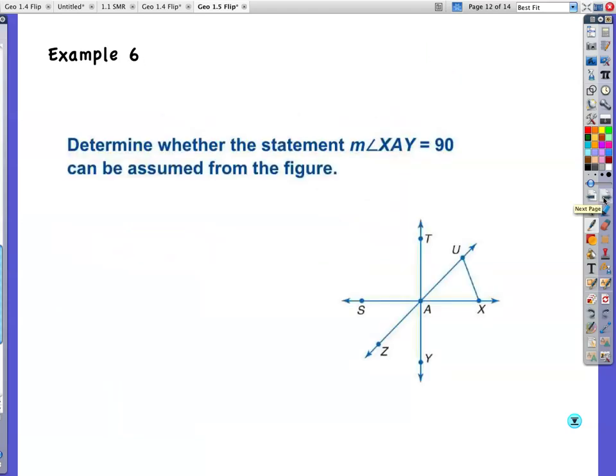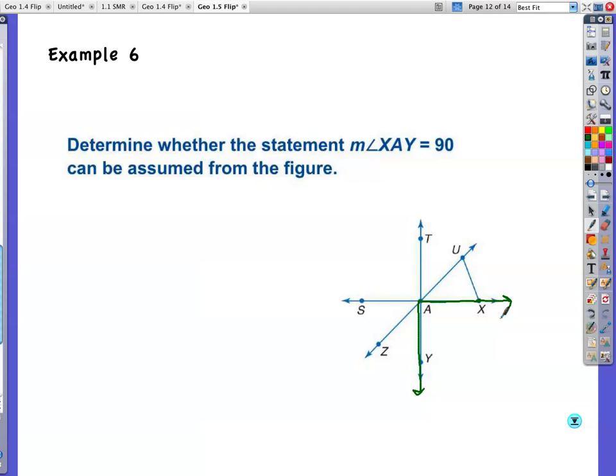Example 6: determine whether the statement, the measure of angle XAY, so here's XAY, is 90 degrees, can be assumed from the figure. All right, so you're looking at that going, sure, it looks like it's 90 degrees. Here's the thing about geometry. If they don't tell you in the write-up, and if they don't show you with a little right angle marking, you cannot assume it.